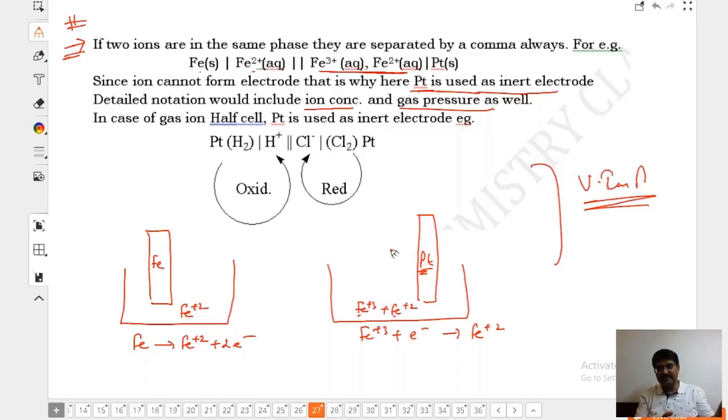The cell cannot be made here. You need to have a different thing. So this you will read yourself. In case of a gas ion half cell, platinum is used as inert electrode: chlorine gas with chloride ion, hydrogen with hydrogen plus. We have discussed platinum. Both sides we have platinum. Here we are going to add hydrogen, and here we are going to add chlorine. The topic is important. It will need a lot of input from you.